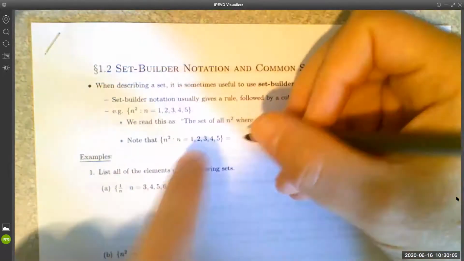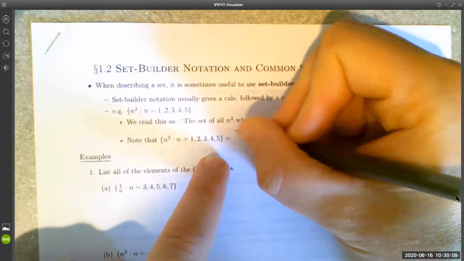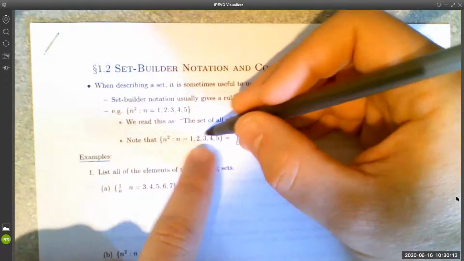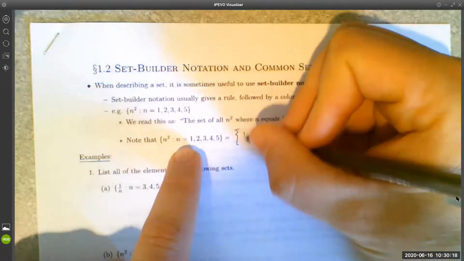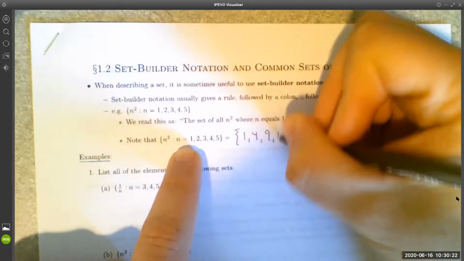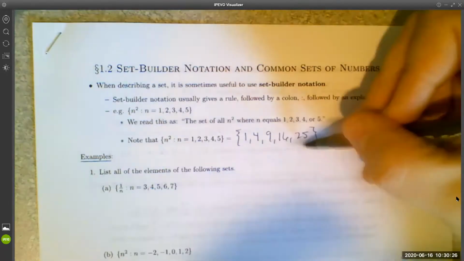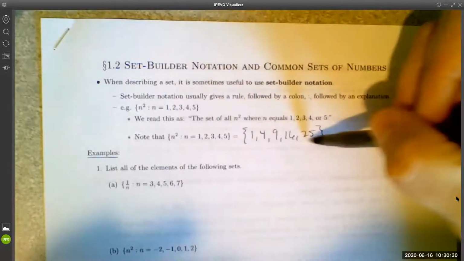If we wanted to list out the set and give the roster notation for this set, then what we would do is just take turns plugging in these numbers to n squared, right? So 1 squared is 1, 2 squared is 4, 3 squared is 9, 16, 25, and there you go. There's the roster notation. So here's the set builder notation, and here's the roster notation, okay?